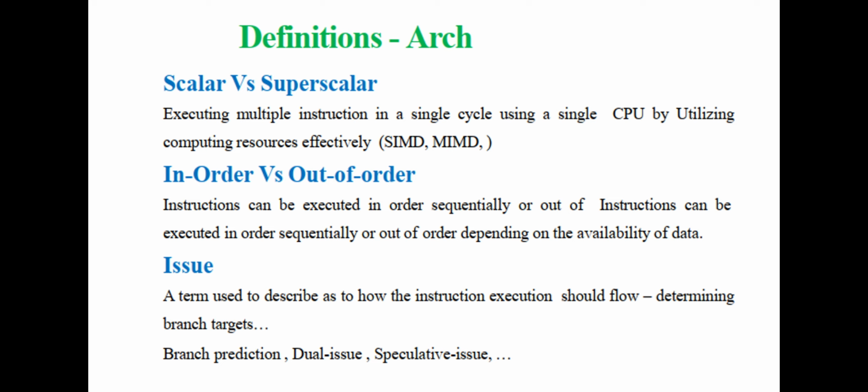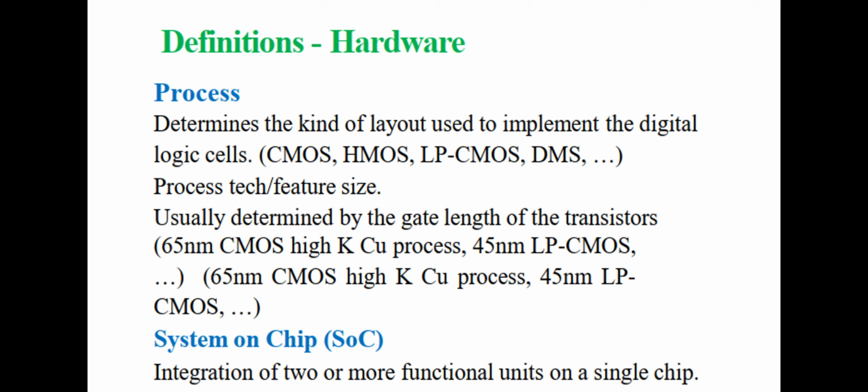Computer architecture and organization 6. Definitions. Superscalar: executing multiple instructions in a single cycle, a single CPU better utilizing computing resources effectively. SIMD, MIMD. In-order and out-of-order: instructions can be executed in order sequentially or out of order depending on the availability of data. Issue: describes how the instruction execution should flow, determining branch targets. Branch prediction, dual issue, speculative issue.